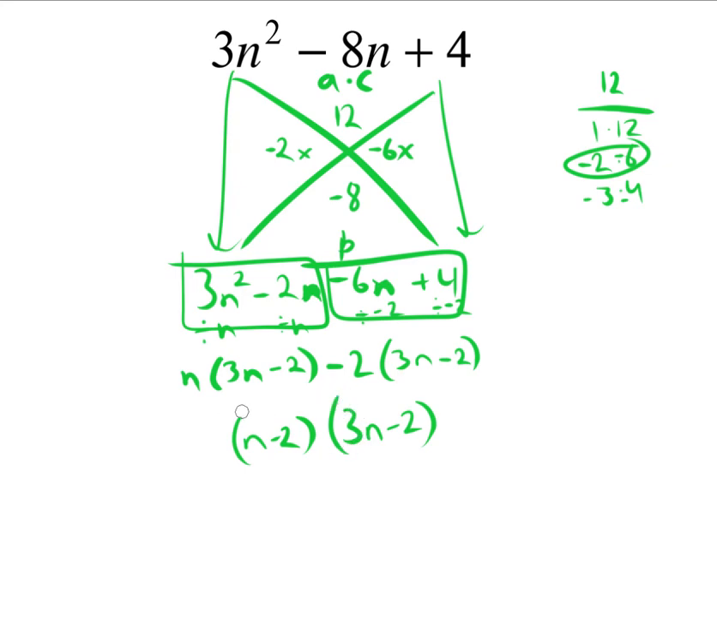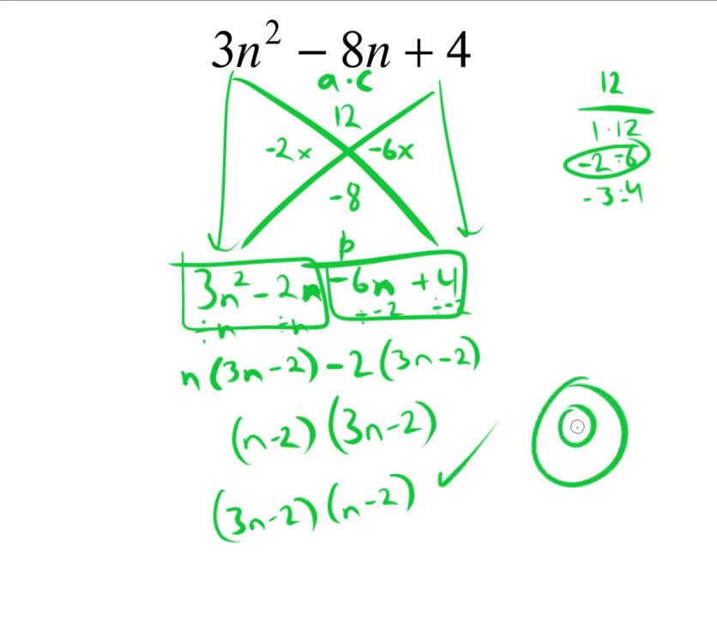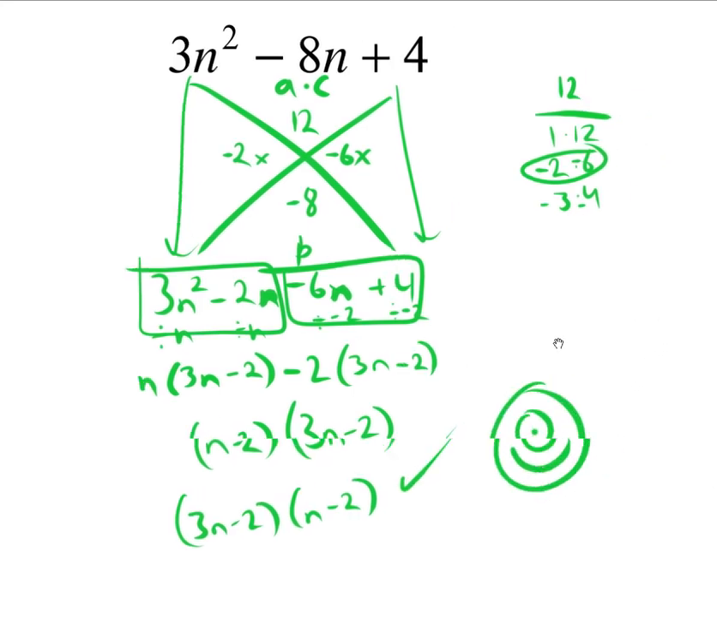Let's see if that is in fact the correct answer, and in fact it is. Now once again, it doesn't matter if 3n minus 2 comes first. These are the same. If it's 3n minus 2 times n minus 2, it's the same answer. So don't be worried if that is the case. But it feels good to get it right. So all right, hopefully that's what you got. You were able to conquer this. If you did, big smiley face, one-eyed smiley face for you. Yay! All right, moving on.